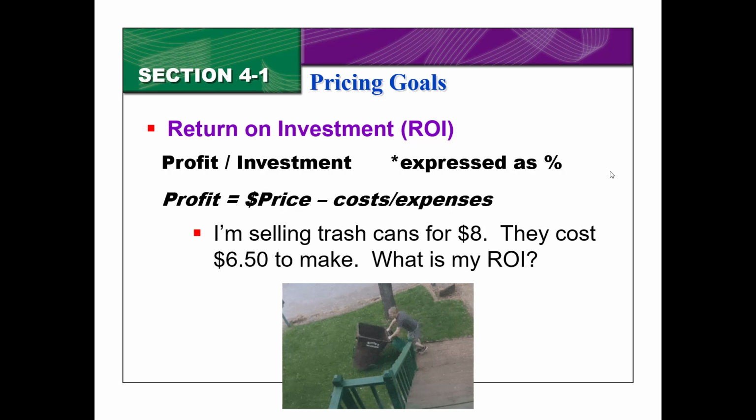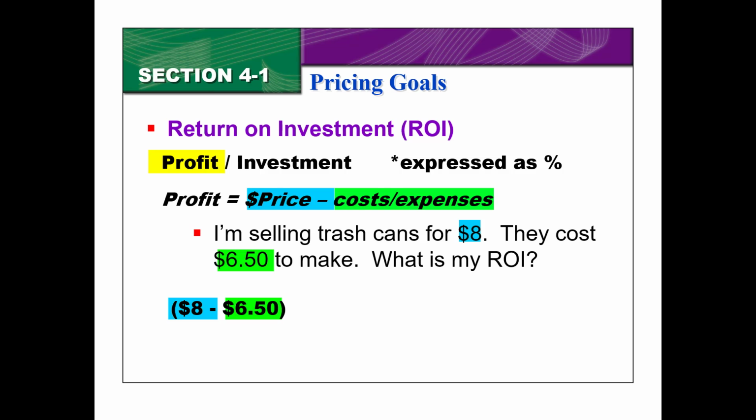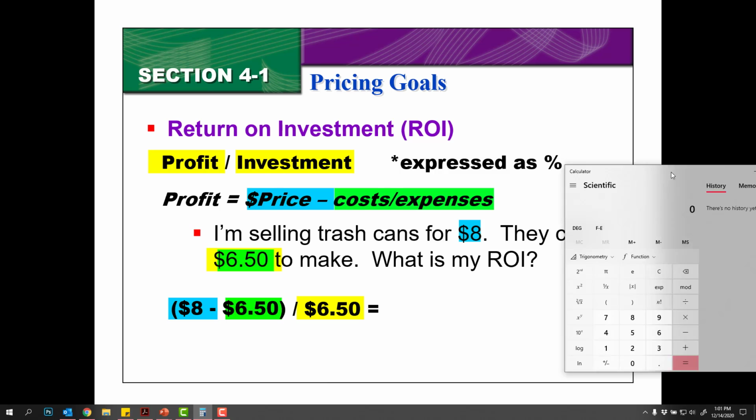So in this example, I said I'm selling trash cans for $8. They cost me $6.50 to make. I want to know what my ROI is. So the first thing I'm going to do is determine my profit. And remember, that's by taking the price that I'm going to sell it at and subtracting the cost to make that. So I would take $8 minus the $6.50 that it costs to make. Now I'm going to divide that by my total investment. My investment is everything that I've put into the product. So essentially it's the costs to make that. So I'm going to divide it by $6.50.